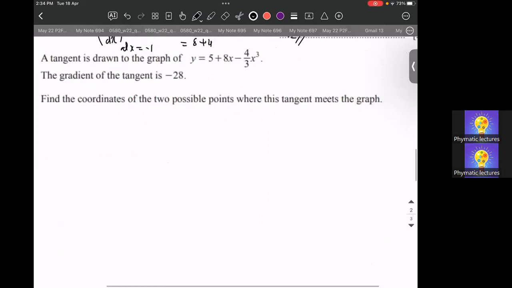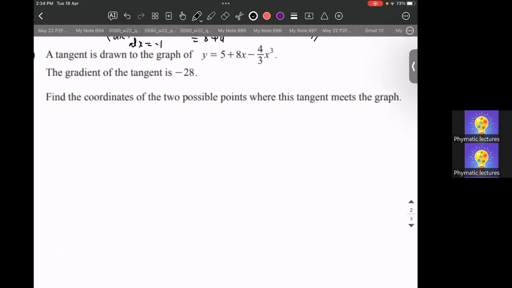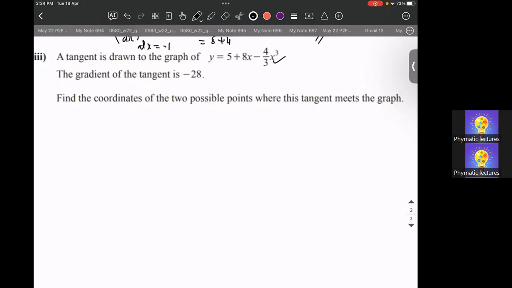Now, the next part of this question. A tangent is drawn to the graph of y is equal to 5 plus 8x minus 4 by 3 x cubed. The gradient of the tangent is -28. Find the coordinates of the two possible points where the tangent meets the graph. Since it is a cubic graph, it's not an exact graph. I'm making a random sketch to get clarity about this question.